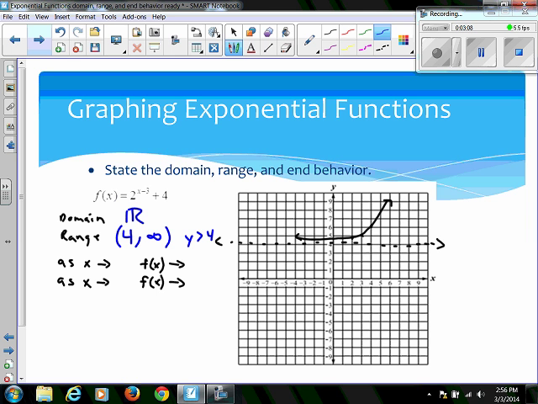As x approaches negative infinity, that's the left side. What are the y's doing? They're going down to 4. As x approaches infinity, that's the right side of the graph, the y's are going up to infinity.